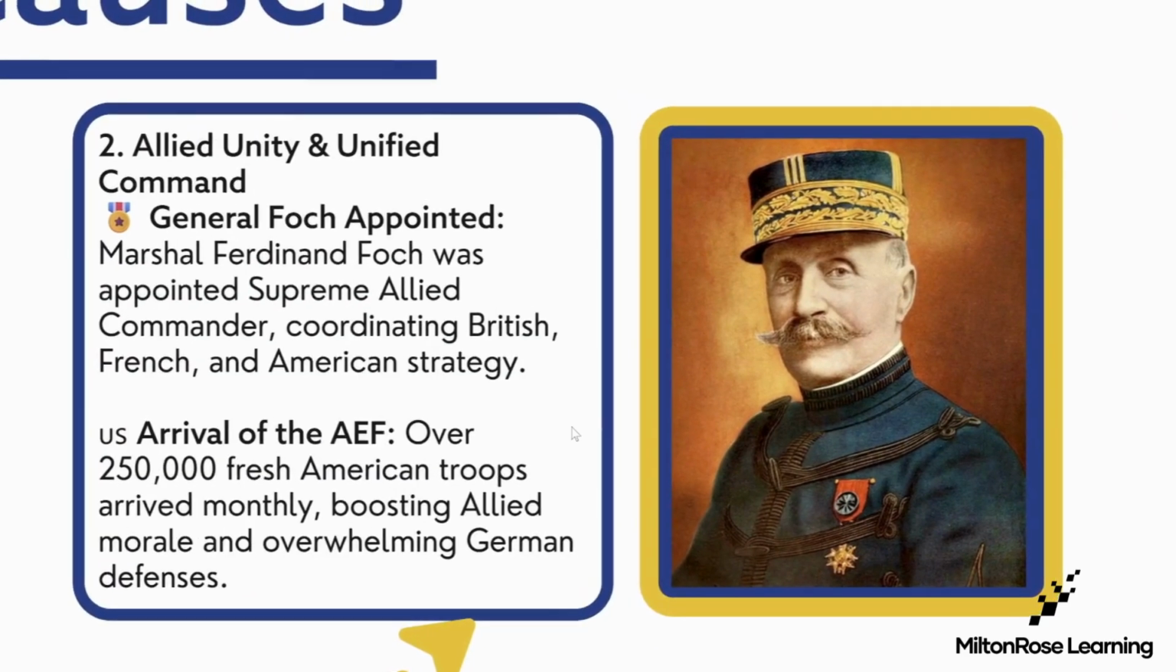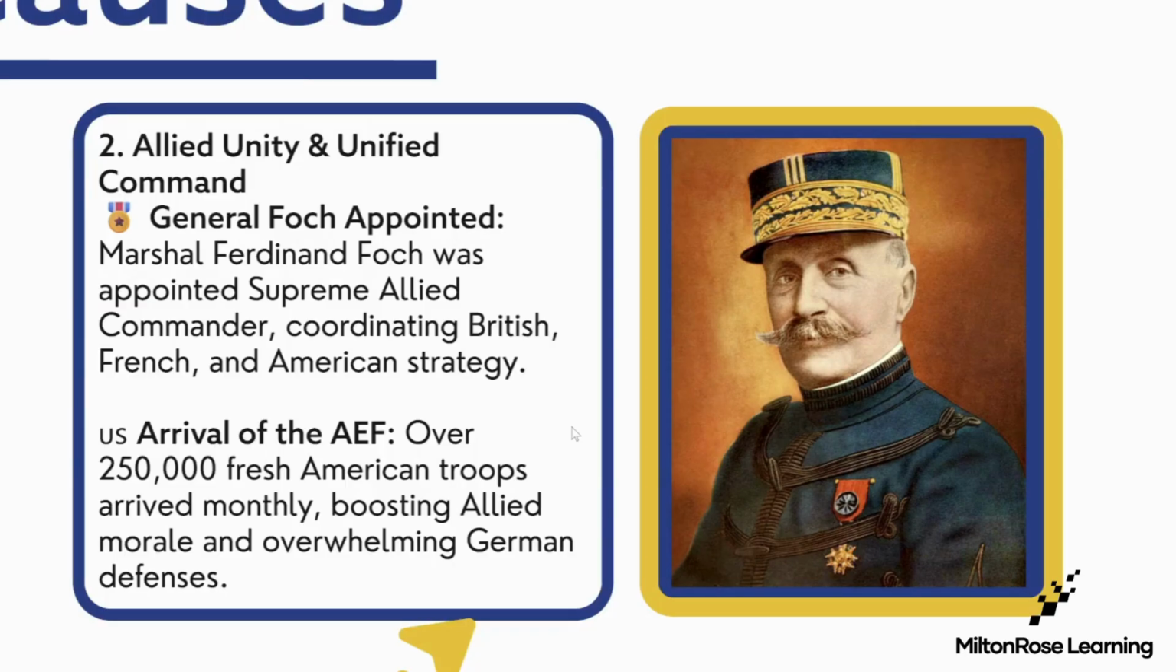Then number two, in terms of context, we have Allied unity and unified command. So the Allies had actually got their act together now. So General Foch was appointed. He's the guy looking at us in the image. Ferdinand Foch was appointed Supreme Allied Commander, coordinated British, French and American strategy. Okay, so unified command structure under Foch, which always helps. And the arrival of the AEF, the American Expeditionary Forces. So over 250,000 fresh American troops arrived monthly, boosting Allied morale and overwhelming German defences.